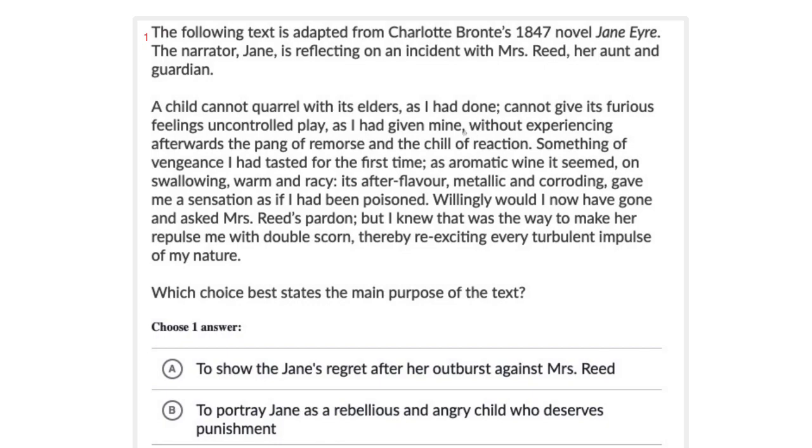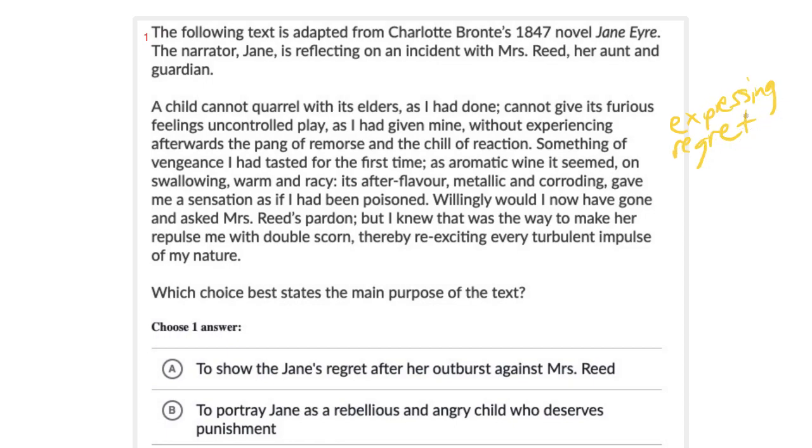So it's kind of like tasting the taste of vengeance. It was a good taste at first. Its after flavor, metallic and corroding, gave me a sensation as if I had been poisoned, so not such a good aftertaste. Willingly would I now have gone, so I now would have gone willingly and asked Mrs. Reed's pardon, her forgiveness, but I knew that was the way to make her repulse me with double scorn, thereby re-exciting every turbulent impulse of my nature. So, in a couple of words, she is expressing regret.